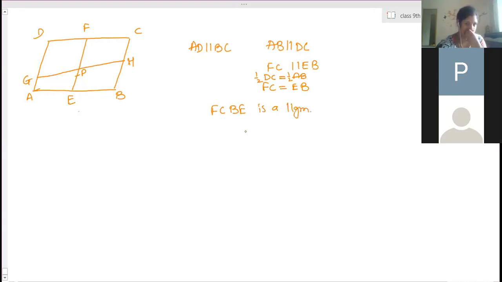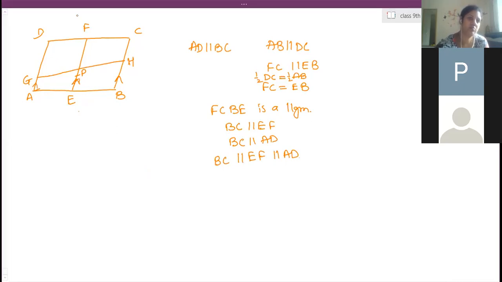Then BC is parallel to EF, the other side will be parallel. Then BC is parallel to AD also. Therefore BC is parallel to EF, which is parallel to AD. All these three sides are parallel.